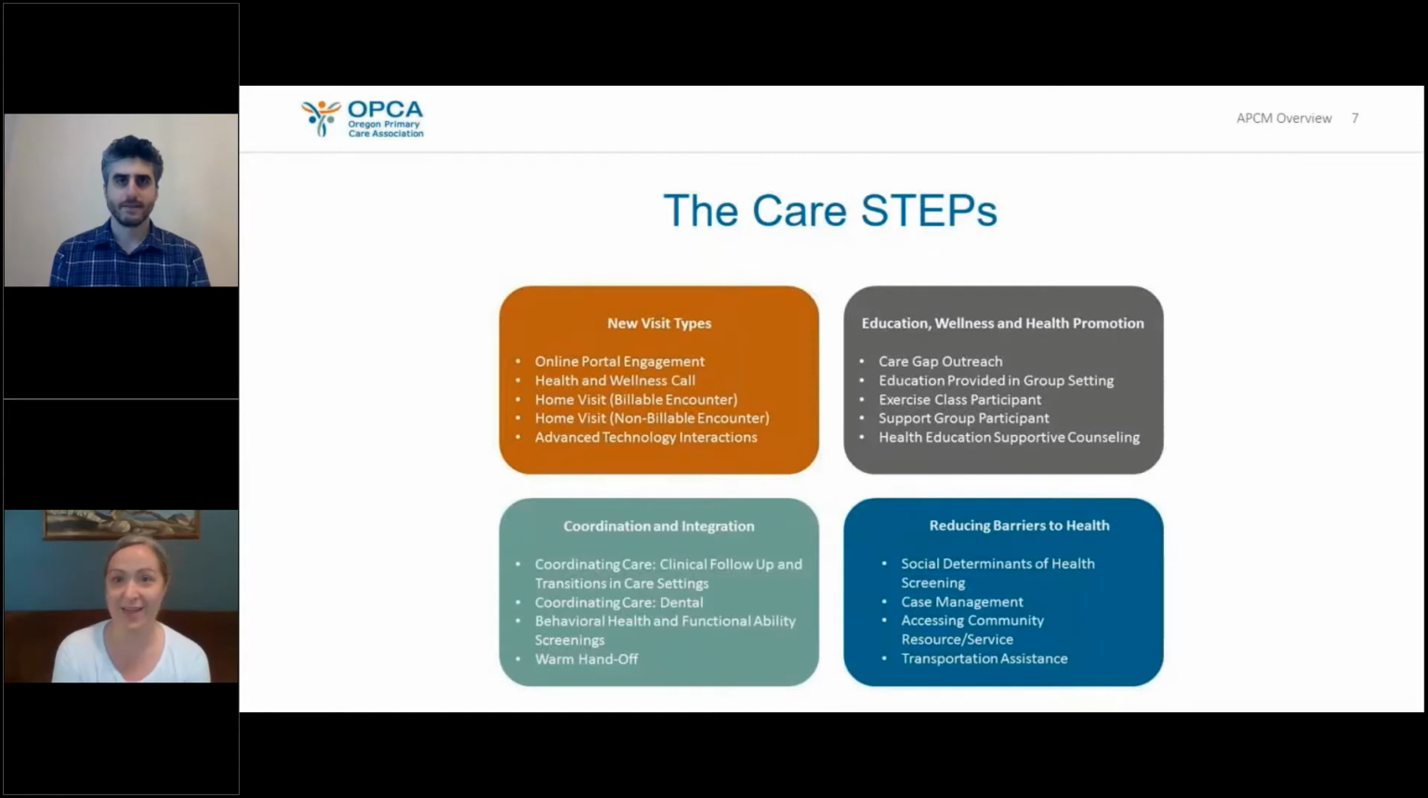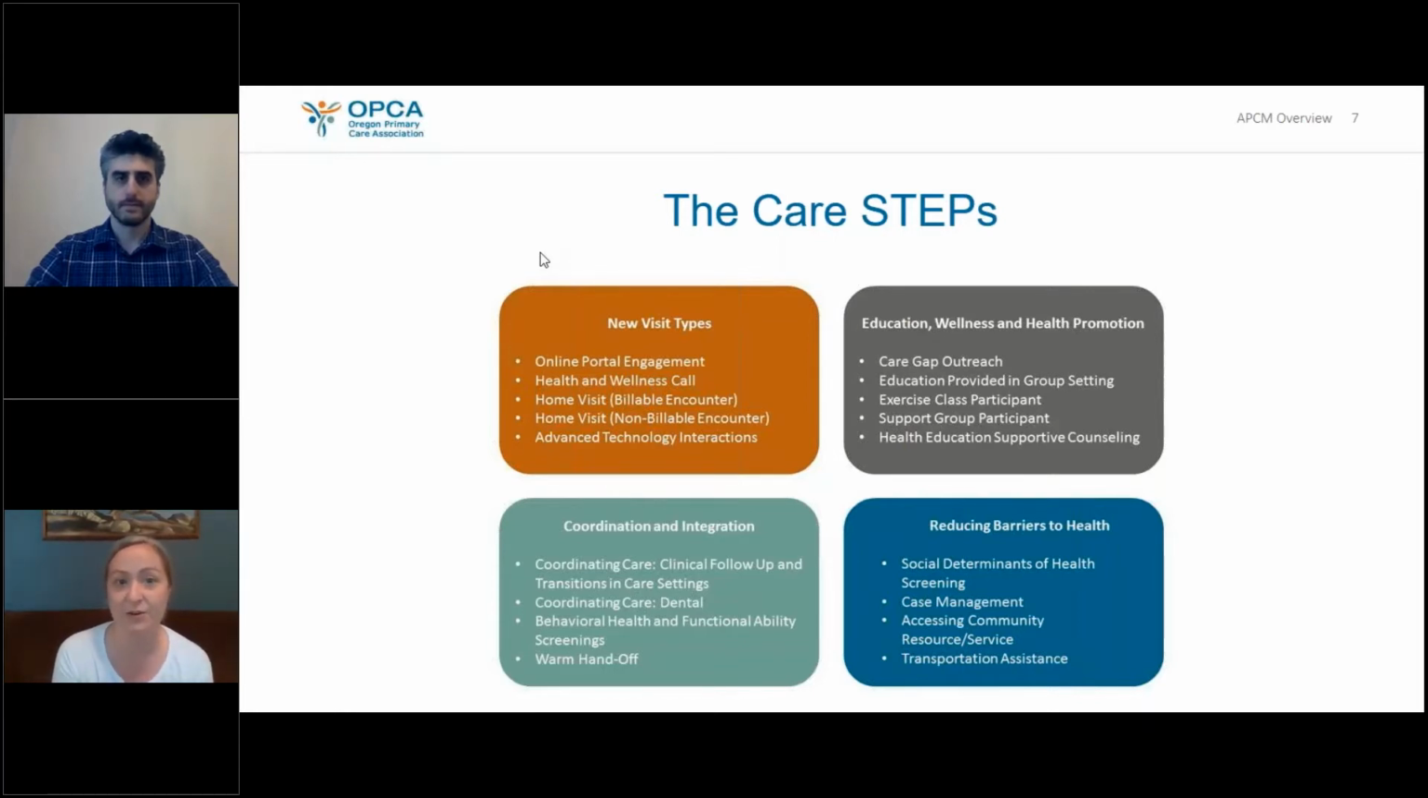So let's look at the same slide that we saw in the first module. Once again, this is the 18 Care Step categories put into 4 buckets: new visit types, coordination and integration, education, wellness, and health promotion, and reducing barriers to health. I'm going to go through them one by one, and then I'm going to have Charles pull a few out that he feels he has more to say about. I'm just going to be reading them.